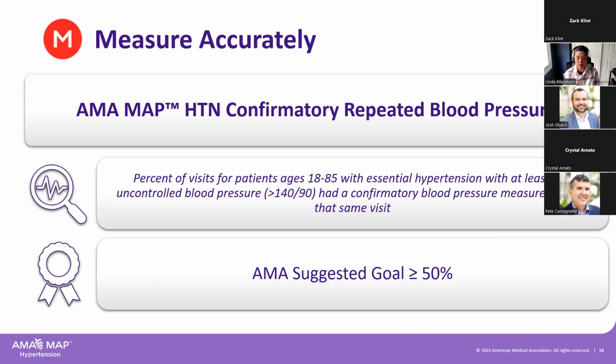We've listed the simple definition here. It's the percent of visits for patients age 18 to 85 with essential hypertension with at least 1 uncontrolled blood pressure reading, that's greater than or equal to 140/90, and had a confirmatory blood pressure measured during that same visit. The repeated blood pressure is done to confirm that the initial reading was truly high. And remember, 1 reading isn't reliable. Our suggested starting goal for this is greater than or equal to 50%.